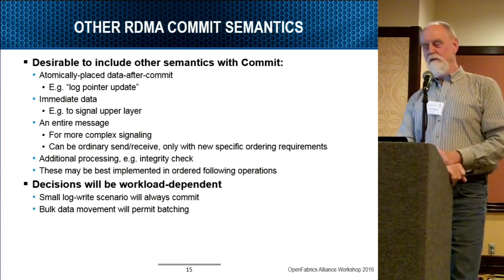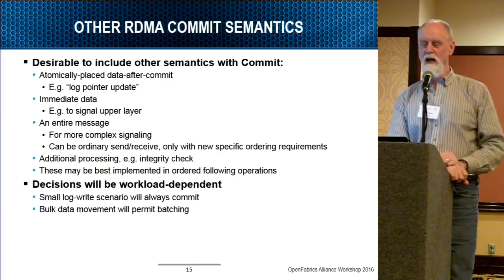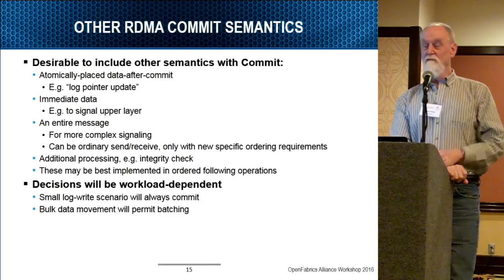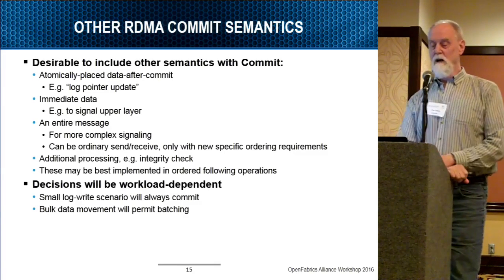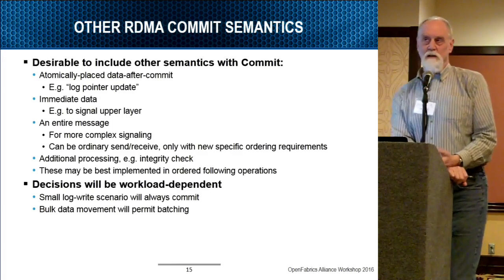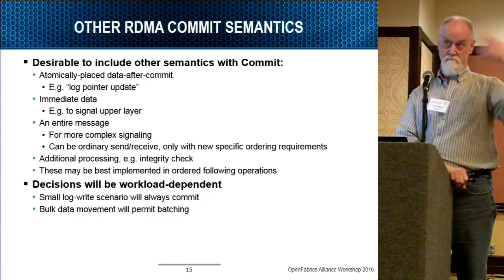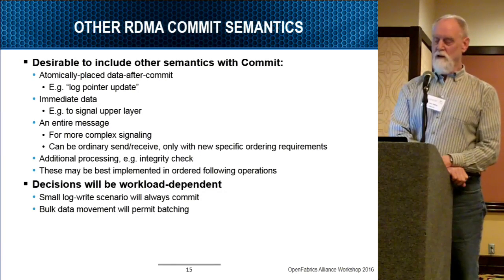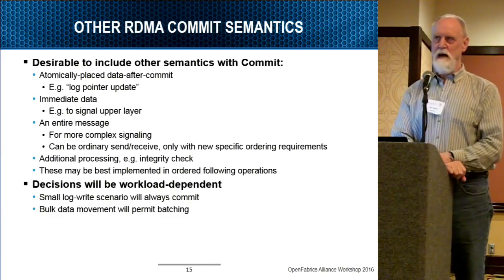Second, immediate data. Every once in a while you want to signal the upper layer that something is happening. Immediate data is a very convenient way to do that in a tiny little packet. So immediate data is something to consider as a secondary payload to the commit. And finally, maybe an entire message. Maybe your upper layer actually wants to send a whole chunk of data, more than the immediate data can hold. And maybe additional processing, e.g. an integrity check. Let's say the client, the sender, wants to be sure that the data landed the way he sent it. So additional processing may be requested.